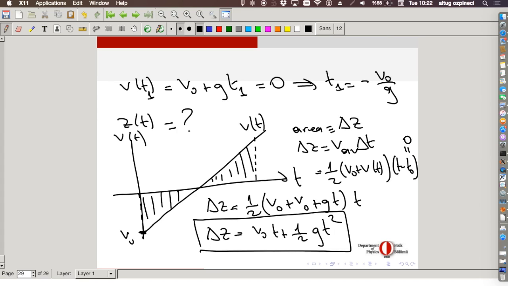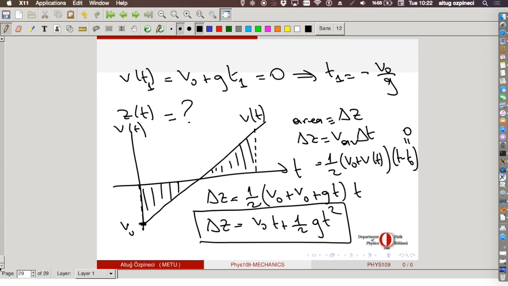Of course, we can only calculate the changes in the position. So if we want to find the absolute position, we also need to know the initial position of the object. If we denote it by z0, the position at time t will be z0 plus v0 t plus 1 over 2 g t squared. This is how the position changes as a function of time. Of course, this is valid only if the acceleration is constant. Now, any questions on this one?